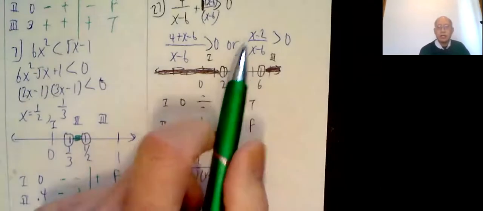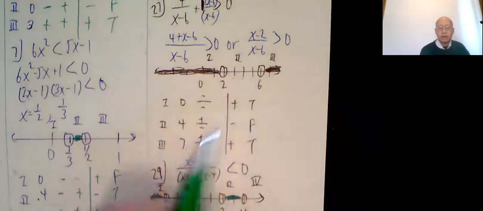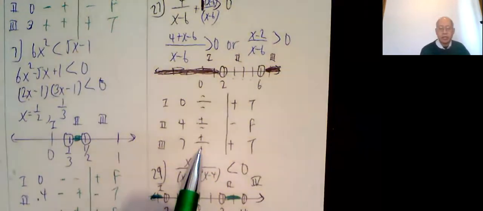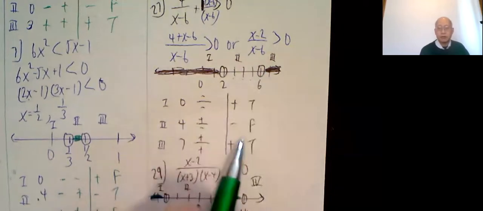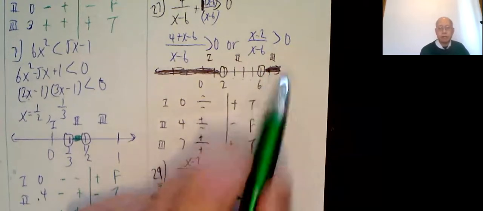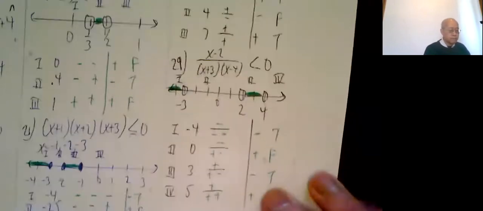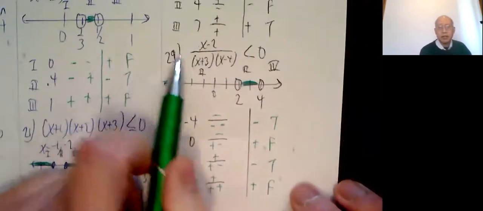And 7. 7 minus 2, positive. 7 minus 6, positive. Positive divided by positive, positive. Is a positive greater than 0? True. So shade in that region.